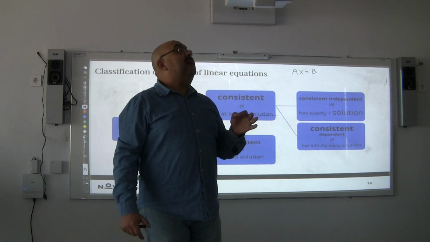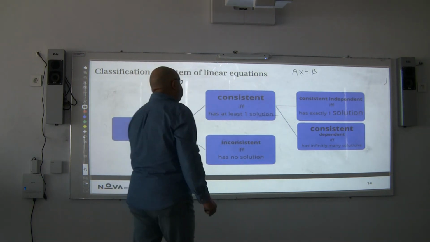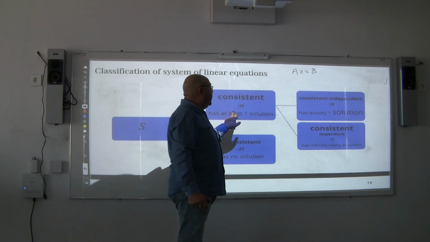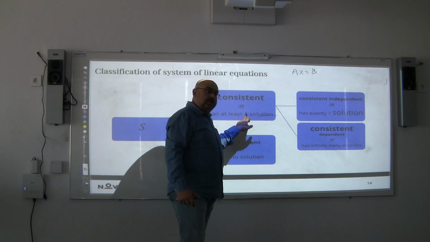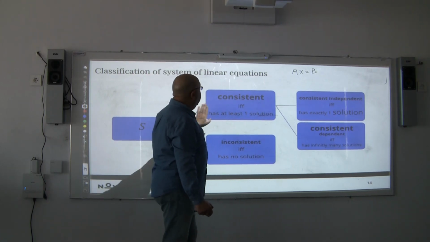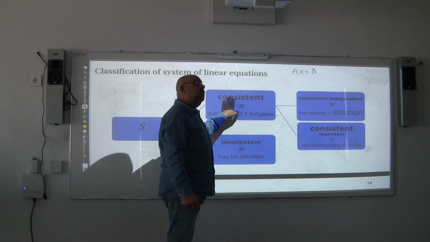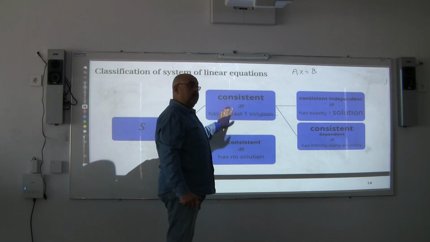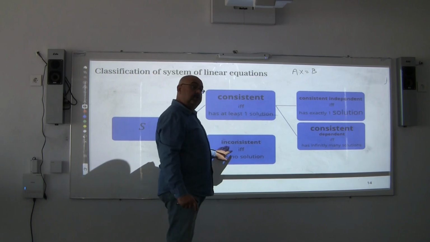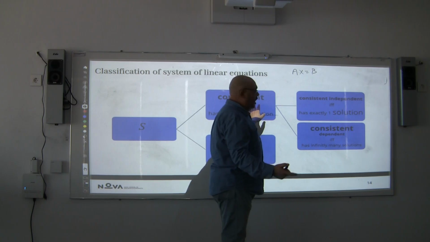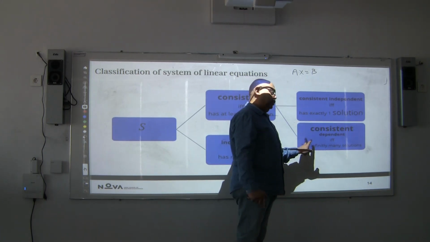Now, if it has a solution, it is called consistent if it has at least one solution. So when I come to solve a system of equations, I'm in between either consistent or inconsistent. Consistent means there is a solution. Inconsistent means there is no solution. From the consistent types of solution, I am between two types of solutions.